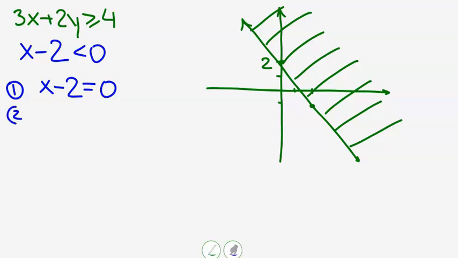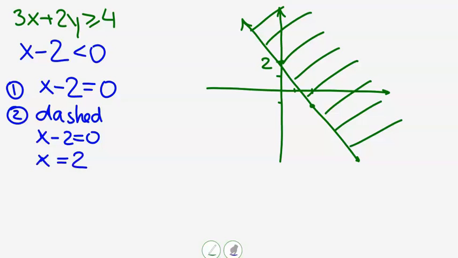So step number 2, we need to graph this line. Will the line be solid or dashed? It would be dashed because that's not equal. So we have x minus 2 equal to 0. We can just write it as x equal to 2. So this is our line. Now, will it be a horizontal line or a vertical line? Vertical line. So it's a vertical line passing through 2. So let's put it on the same coordinate plane. So this is 2, and this will be our dashed line passing through 2.